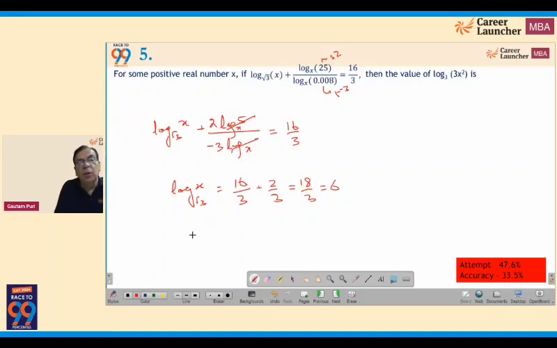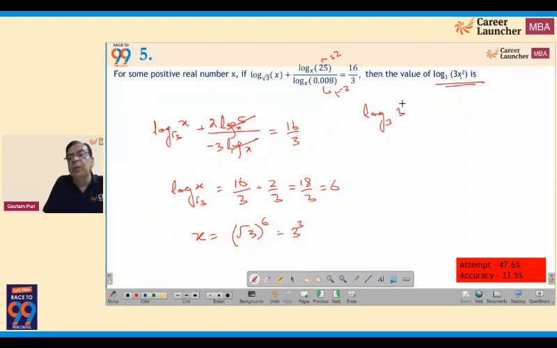So what is x going to be? Under root 3 raised to power 6, which is equal to 3 cube. What do we need to find? Log of base 3, 3x square. What is 3x square? x square will become 3 to power 6, into 3, 3 to power 7.